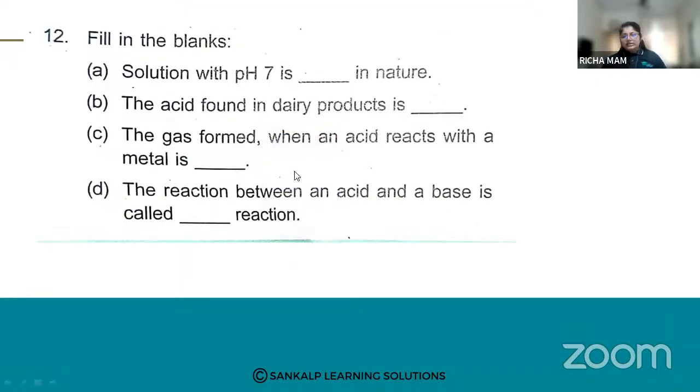So let us go for the fill in the blanks. Solution with pH 7 is dash in nature. Yes, what will be the answer, students? Solution with pH 7, it will be dash in nature.